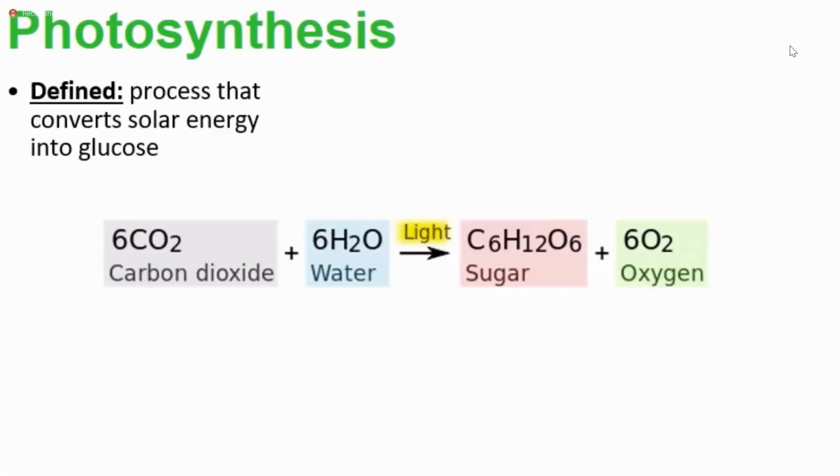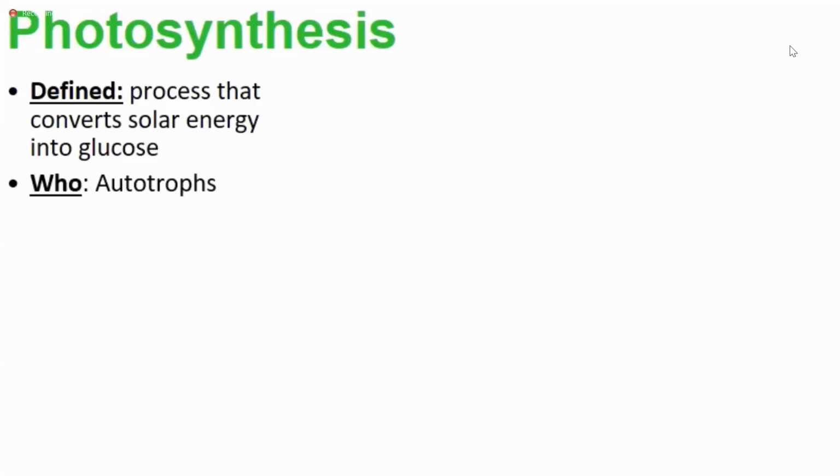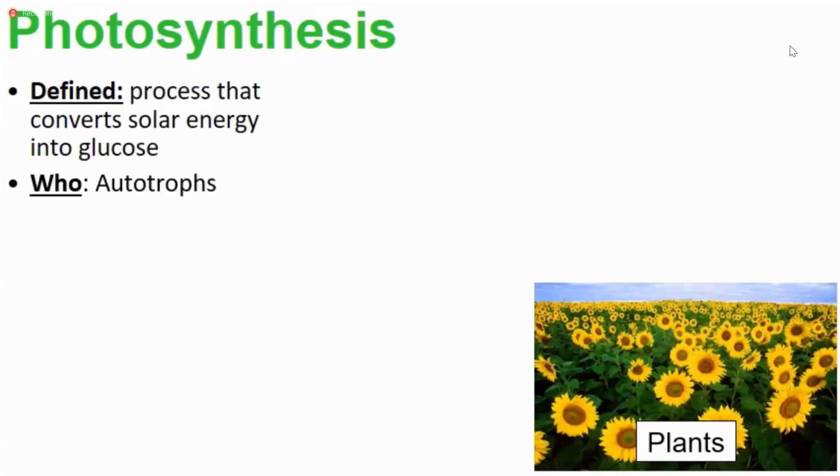So when we look at a general definition of photosynthesis, it's the process that converts solar energy into glucose. And this formula here outlines photosynthesis. In the reactants, we have carbon dioxide and water. And in the presence of sunlight, we'll produce sugars such as glucose and oxygen. Well, who performs photosynthesis? Well, these are the autotrophs.